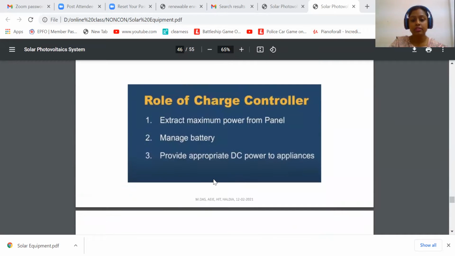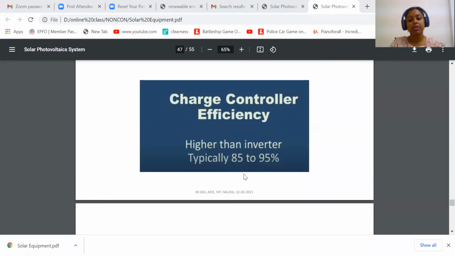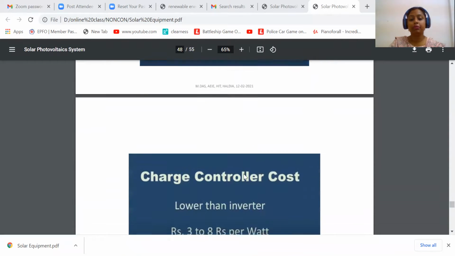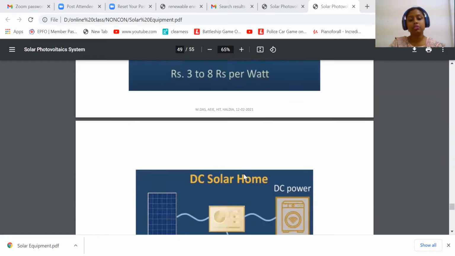Another thing is the charge controller. It is also used to extract the maximum power, manage the battery, and provide appropriate DC power to the appliance. Charge controller efficiency also varies from 80 to 85 to 95%, and it comes at a cost of 3 to 8 rupees per watt.